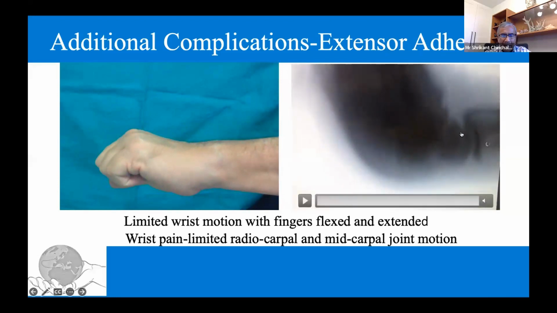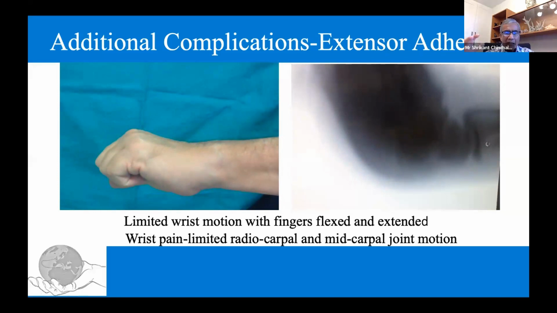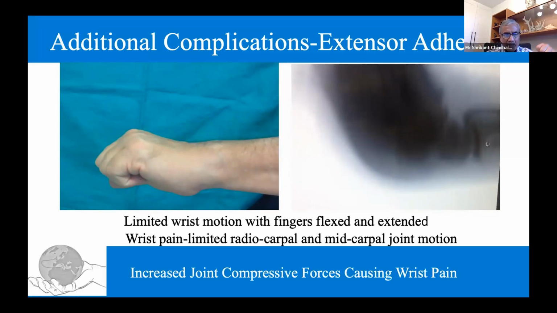And on looking at his carpal, radiocarpal and midcarpal joints, we identified that upon flexion with fingers closed, there was a compact appearance of the radiocarpal and midcarpal joints, suggesting that he probably has a significant amount of joint compressive forces as a result of tendon restriction and limited tendon motion distally. And these joint compressive forces were probably the cause of wrist pain in this situation.